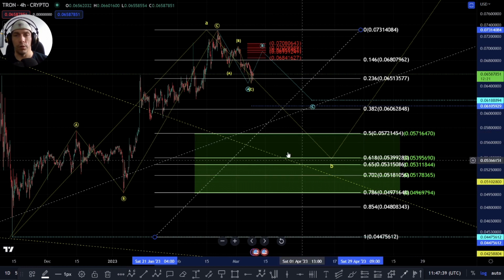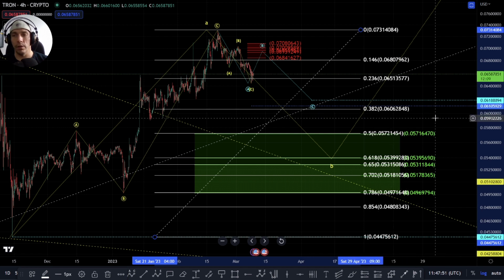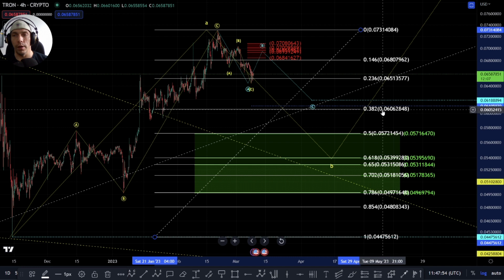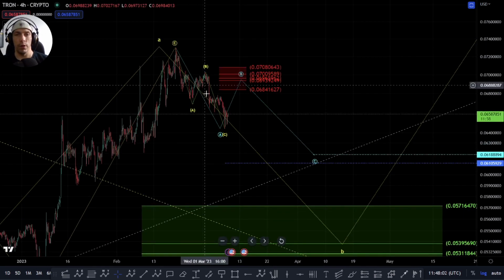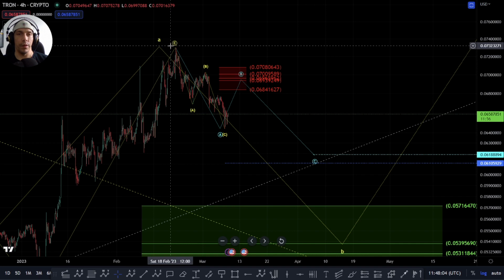Typically, we look for a deeper retracement at that 50%, but if we do move down here just in a three-wave structure like we have it here, potentially that 6188 would be a one-to-one, and then that 382 would actually be a little bit lower here at this 06062 region.